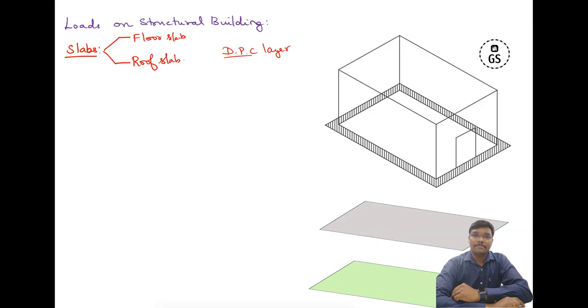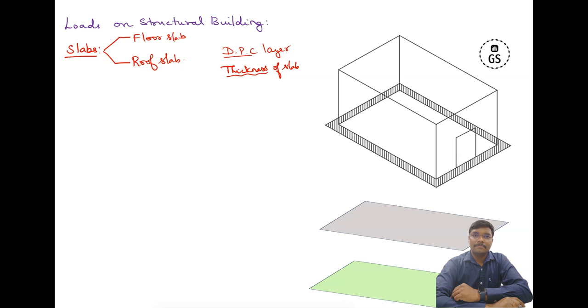So for floor slab, different thickness we take. For roof slab, different thickness we take. In such a way we have variations in the load calculations. And the second thing is the thickness of the slab. The next is the thickness of your slab. So what is the thickness you are going to take for both slabs?